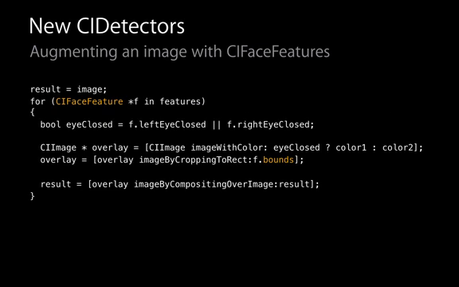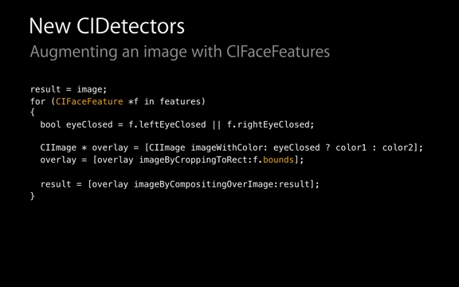And let me show you a little bit of code about how we can now use this detector to create a sort of augmented reality example here. The idea for this little bit of sample code is we want to start with the input image, find the faces in it, and then put squares over the image where we find them. And so this is a little clever bit of sample code. First off, for each face that we detect in the features array, we're going to check to see if the eyes were closed or not. Then we're going to create a CI image with color. And we're going to have a different color based on whether the eyes are closed or not, or whether the face is smiling or not.